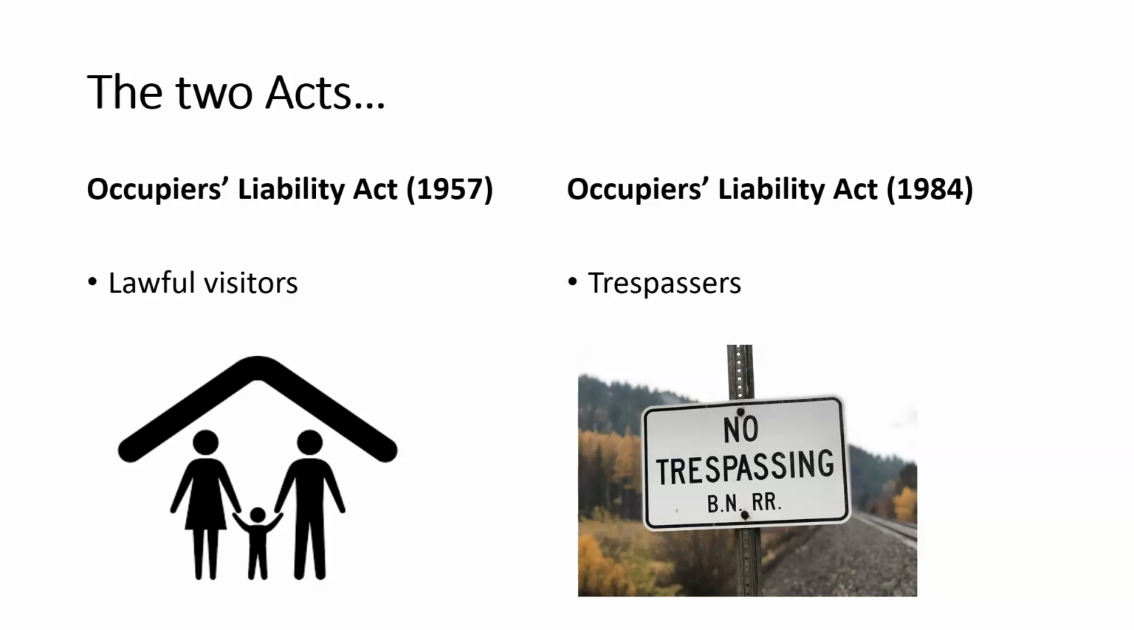Make sure you're using capitals for the acts, and make sure you're also putting the apostrophe after the S rather than before the S. So Occupiers Liability Act 1957 and 1984. Now you do need to know the dates here, unfortunately, because the shorthand title of both acts is the same, Occupiers Liability Act, and they cover two different things. So the 1957 Occupiers Liability Act covers lawful visitors, whereas the Occupiers Liability Act 1984 covers trespassers.